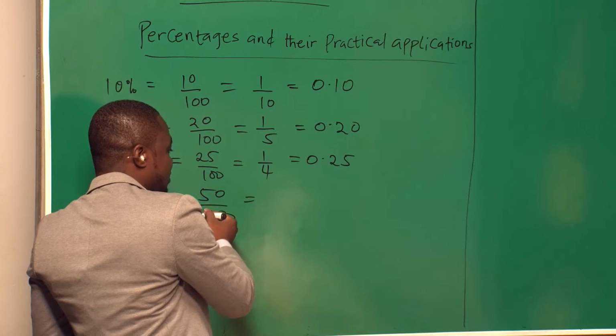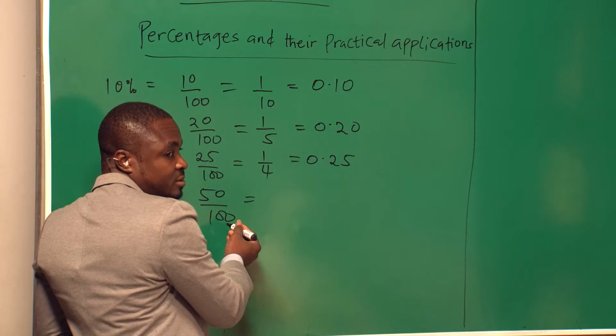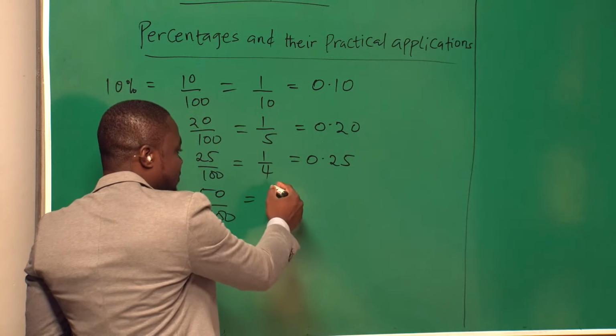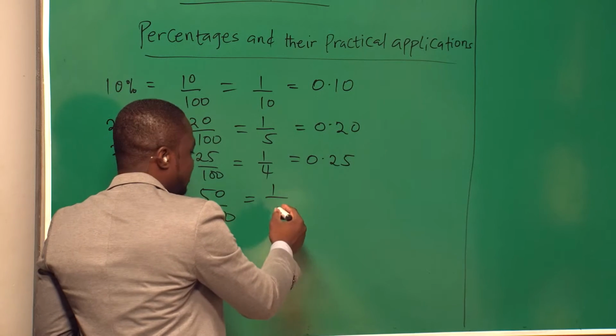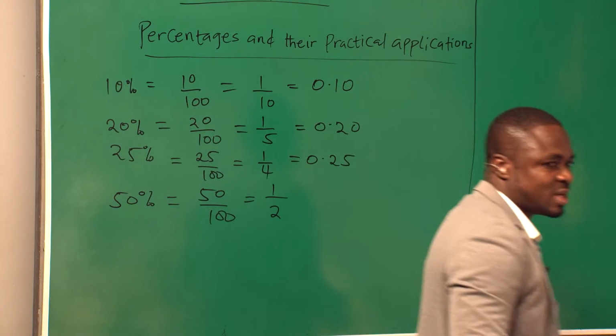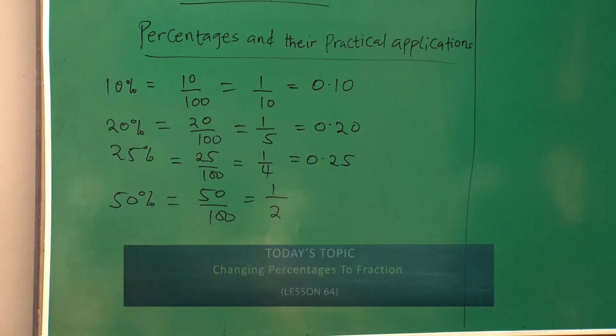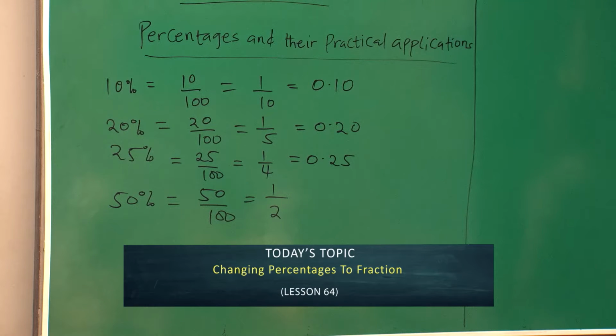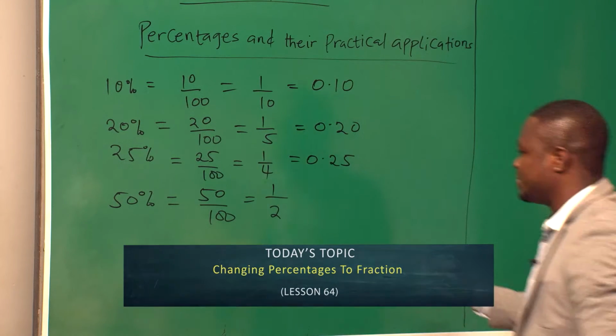50 times 2 will give you 100, right? So 50 into itself, 1. Into 100, 2 times, so 1 over 2. So the decimal form of it, Asifa, what do you get? 0.50.